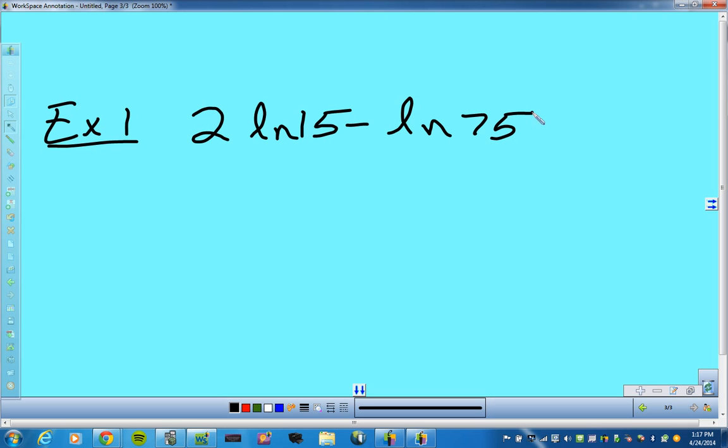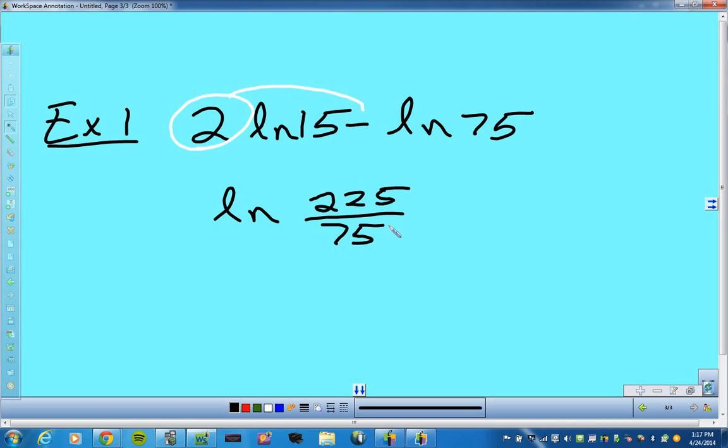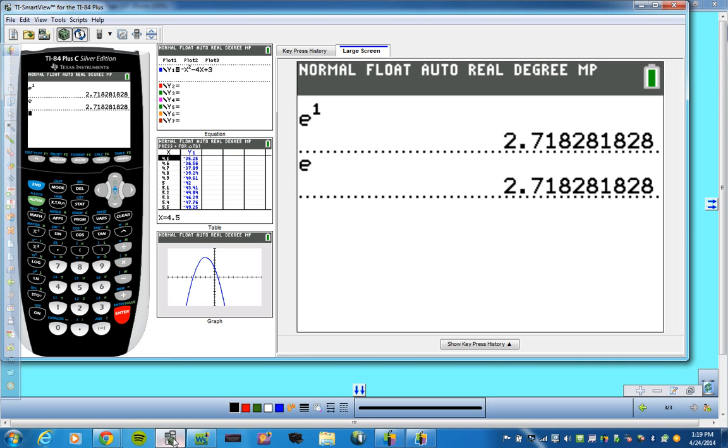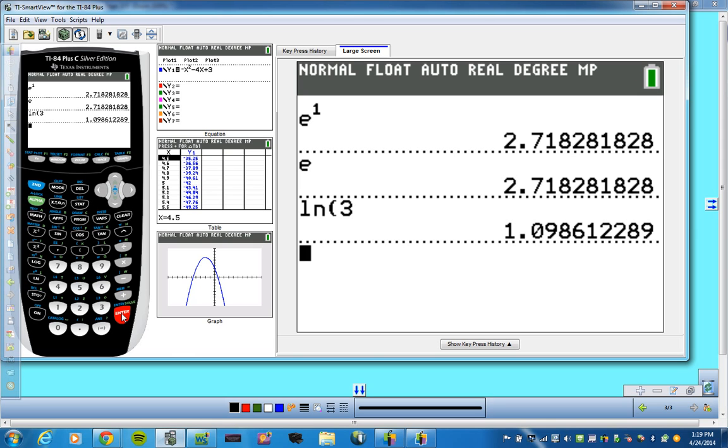It's 15. You say 15 or 13? 15 or 5. Okay. Where's the 2 go? Exponent. Exponent right here, right? So we get ln 15 squared, which is 225, over 75. How do I know it's a fraction? Because of the minus, right? 25 divides into 75 3 times. Done. Right, we could also use the calculator and do ln 3 and get a value for that as well.